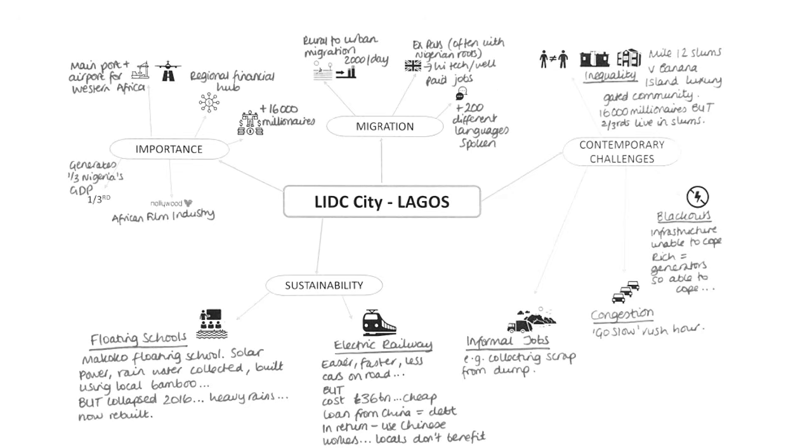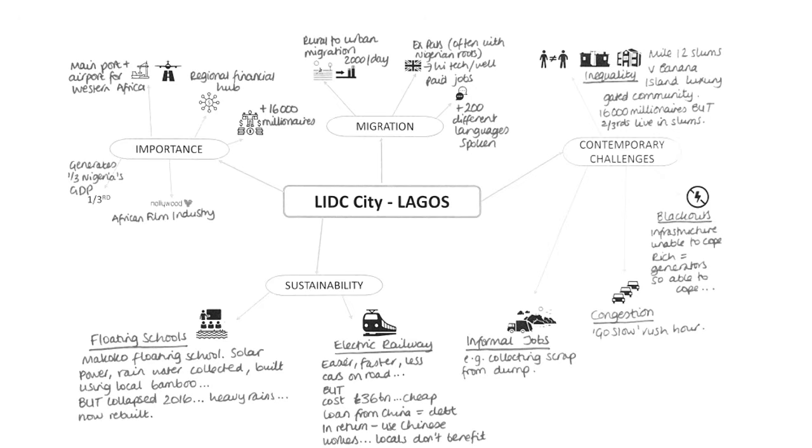Then you've got your LIDC city, so this is Lagos. So again, same different categories. So the importance of Lagos for the world is that it's the main port and airport for the entirety of Western Africa. It's a regional financial hub. It's also incredibly important in the centre of the African film industry, Nollywood. For Nigeria itself, Lagos is really important. It generates 1/3 of Nigeria's GDP. There are more than 16,000 millionaires who live in Lagos.